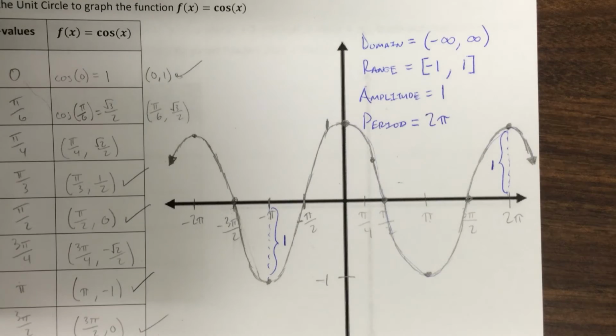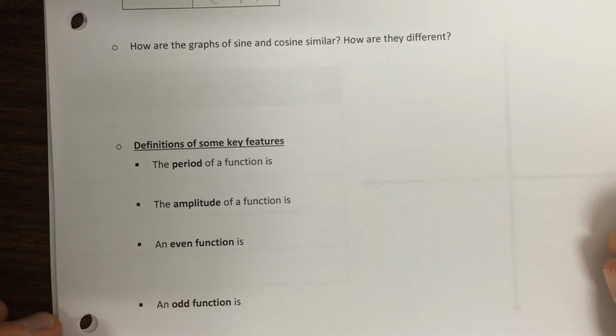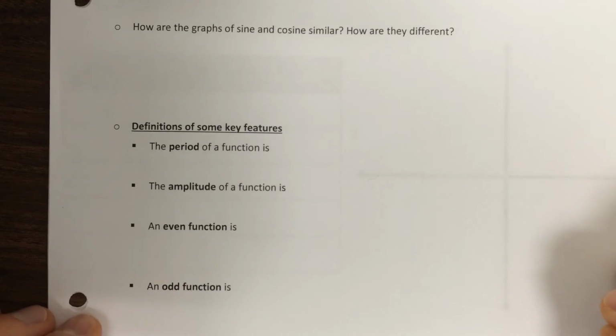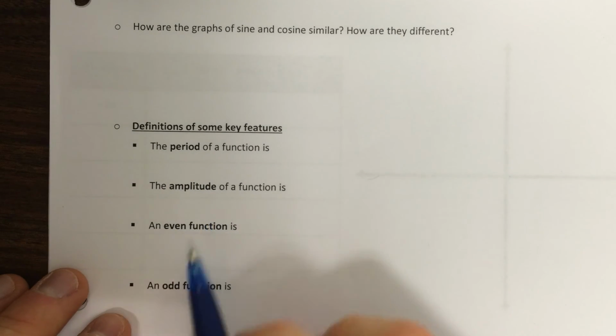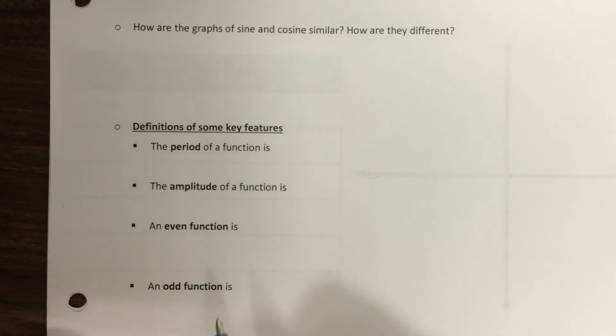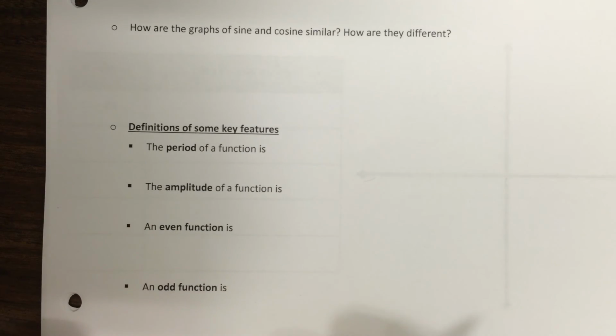So these are key features for cosine. These are the main things that we need to know. If you want to get these definitions, I can give you those in class, or you can get those from a friend. But we already talked about what the period is, the amplitude, even and odd. We touched on it, we didn't cover too much, and if you need a further explanation on that, I can provide that. Hopefully these are helpful.